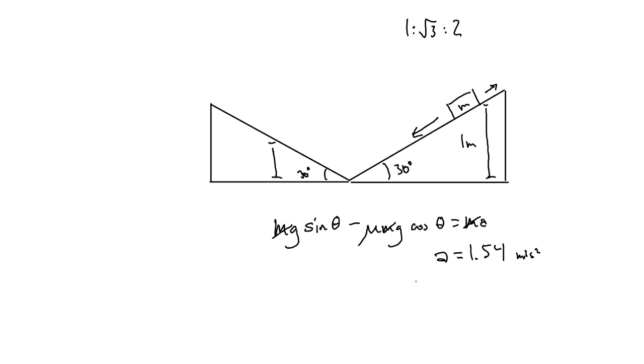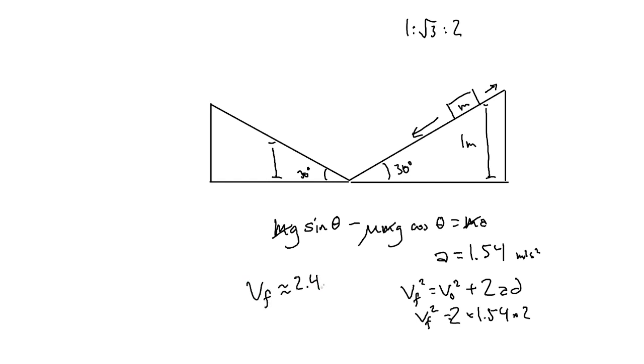We can use this formula, right? Vf squared is equal to our initial velocity squared plus 2ad, right? So going from here, we have our initial velocity, which is 0, plus 2 times 1.54 times 2, which is going to be equal to our final velocity squared. So we could just do 4 times 1.54 and take the square root of that. And that's going to give us a final velocity of around 2.48, right?